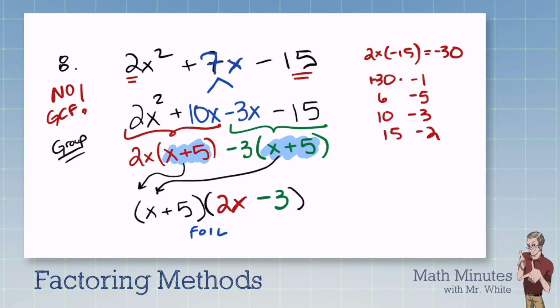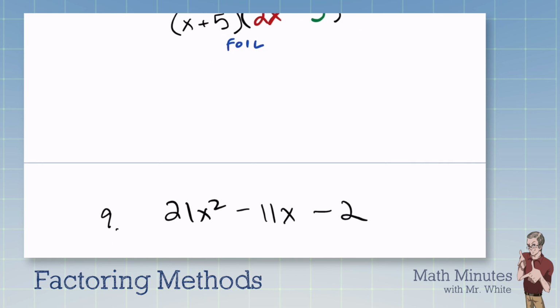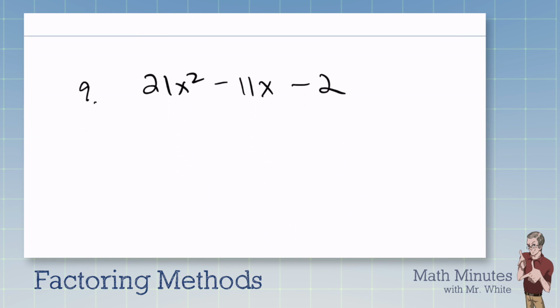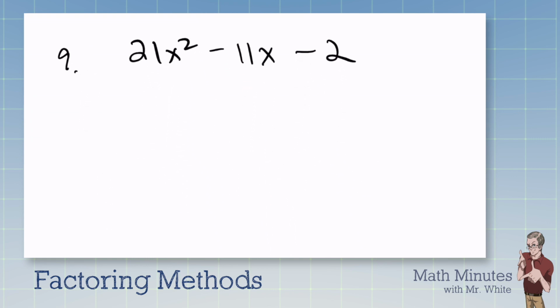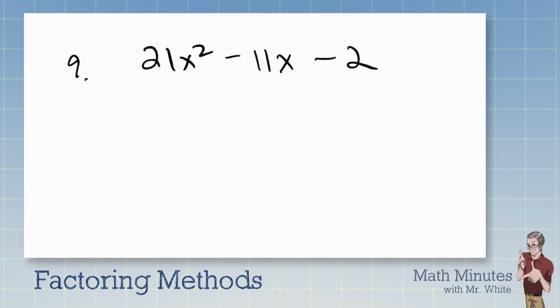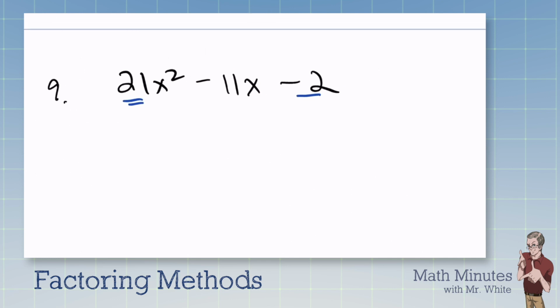And I've got another example queued up on this because I know that this is challenging, and I will certainly link to my popular video on this method. The first step is to take these first and last numbers, 21 and negative 2, and multiply them. So I'm going to write that off to the side, negative 42.